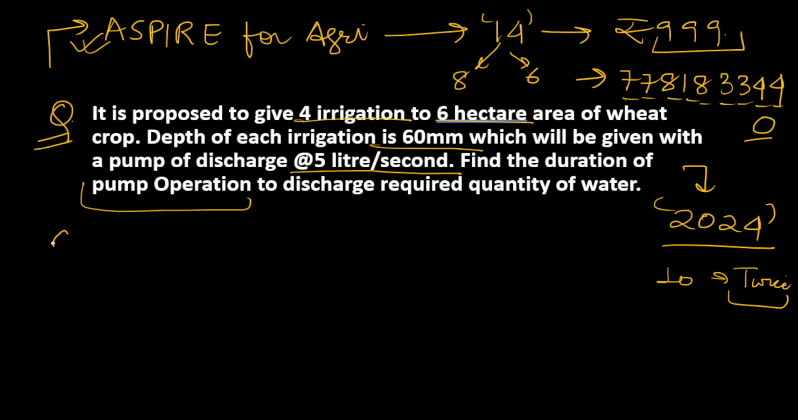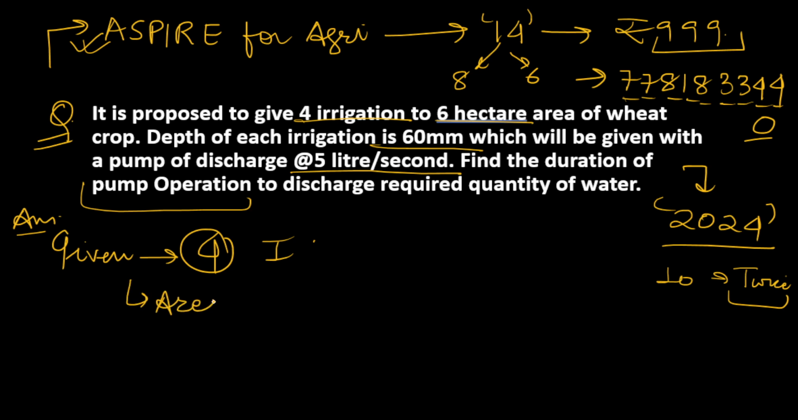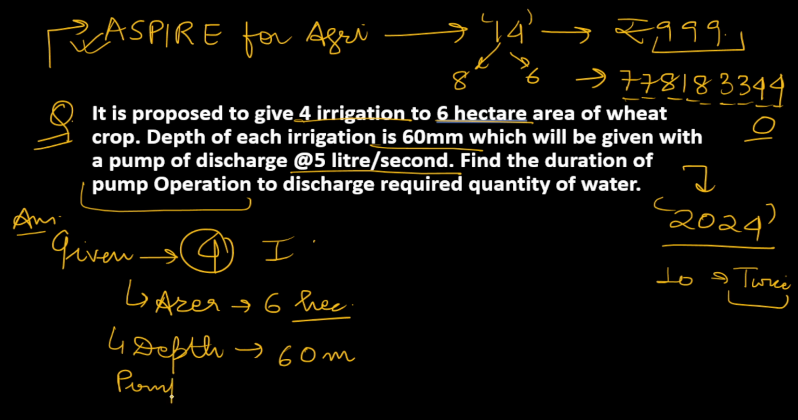When you see the question, first we should mention what things are given. It is given that 4 irrigations need to be taken. The area is 6 hectare. The depth of each irrigation is 60 mm. And the pump discharge is mentioned at the rate of 5 liter per second. So you can see hectare, millimeter, second. You have to convert into one SI unit, which we will do while solving.